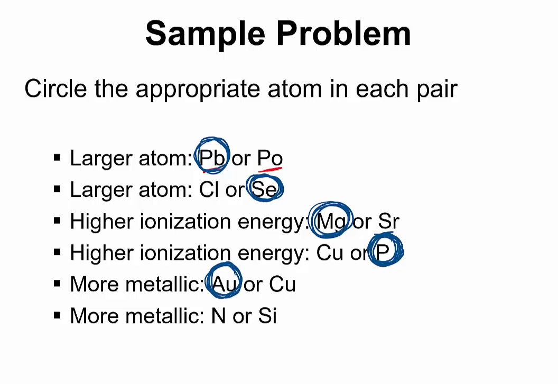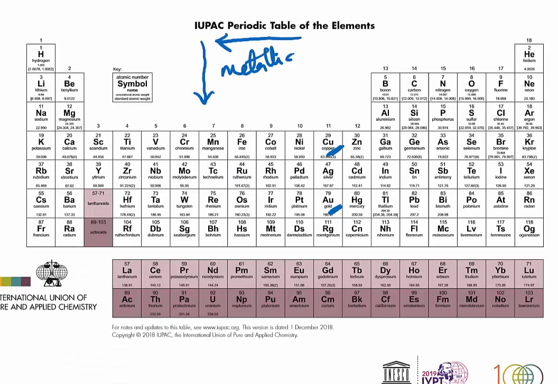Let us take a look at the last question here. Between nitrogen and silicon, which is more metallic? Let us take a look at the periodic table. On the periodic table, this is nitrogen, this is silicon. They do not belong to the same group, and they do not belong to the same period. So we would need to look at the effects of energy levels and nuclear pull.